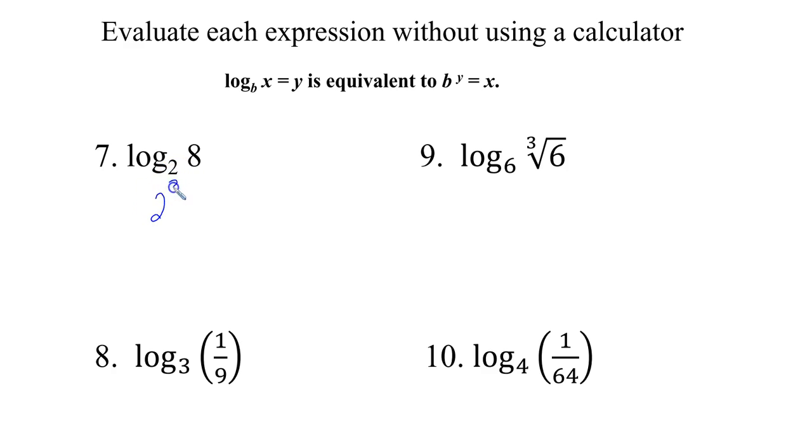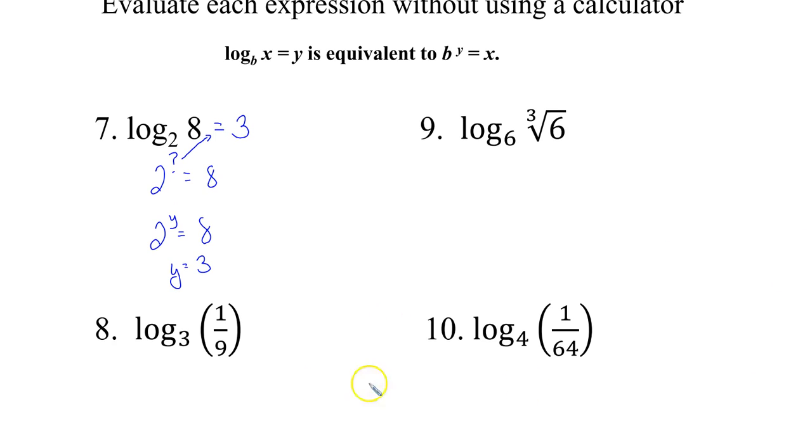2 to what power is equal to 8? And that power is going to be the value of my logarithm, and that's going to be 3. So 2 to the third power is equal to 8. That's how we will evaluate these. You could have done 2 to the y is equal to 8, and then said, all right, y must be equal to 3. And then that goes there. Okay? So let's do number 8.